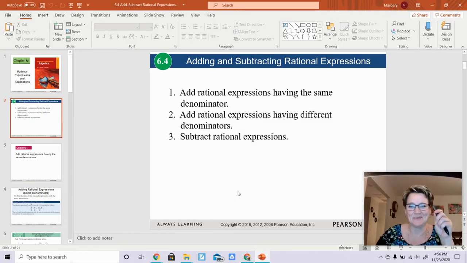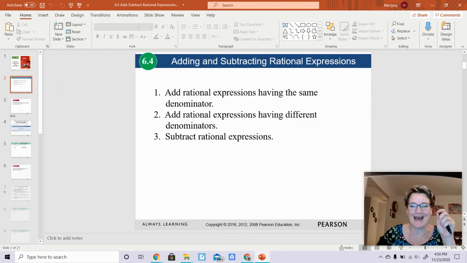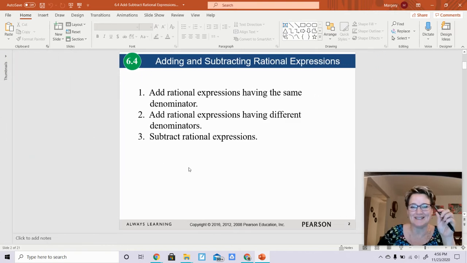Hi there. I am working on 6.4. We are adding and subtracting rational expressions, and we're going to go ahead and get started.